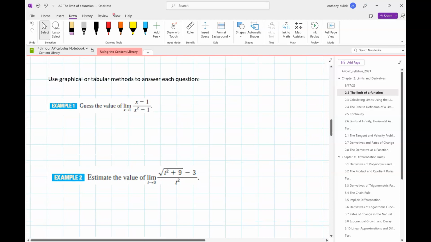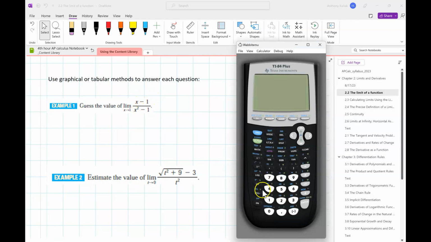All right, so let's do a couple of examples. We'll do the first one together. Let's say we want to figure out the value of the limit as x approaches 1 of x minus 1 over x squared minus 1. I'm going to use either a graphical or tabular method, and usually I try to do both to make sure I'm getting the same value each way.